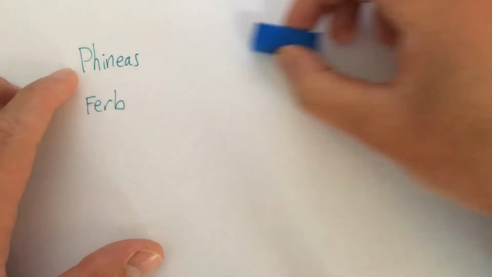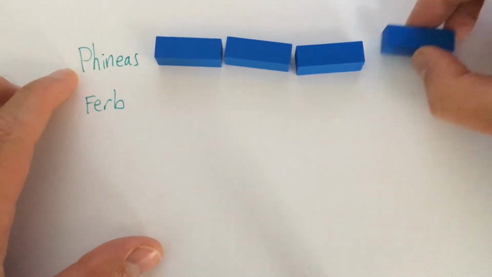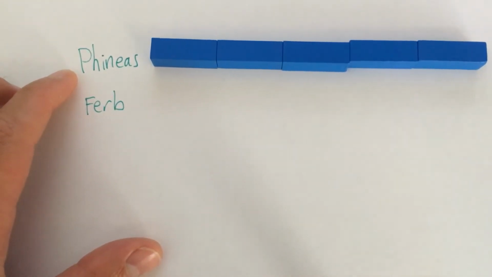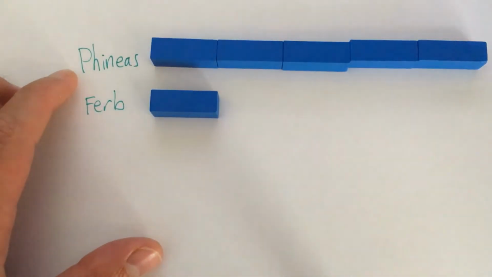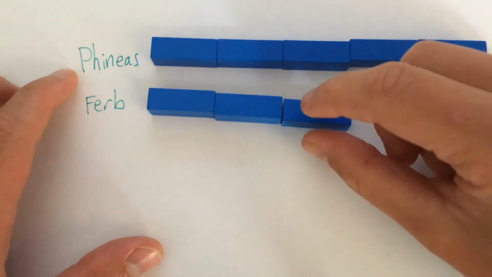I'm going to use bars to model this problem. So Phineas and Ferb shared some sweets in the ratio 5 to 3. Phineas gets 5 parts of the whole amount of sweets and Ferb gets 3 parts of the whole amount of sweets. Using bars, we have 1, 2, 3, 4, 5 for Phineas, and we have 1, 2, 3 for Ferb.